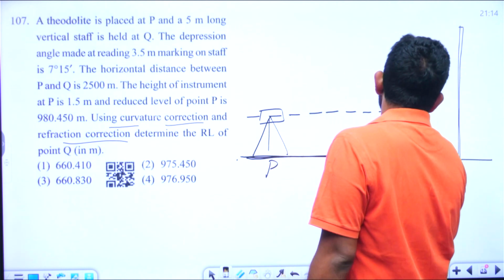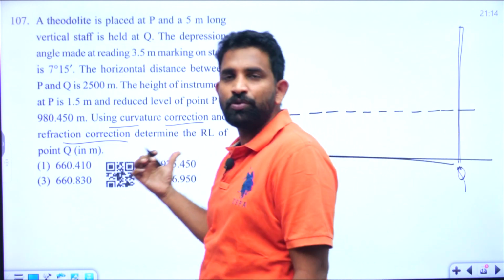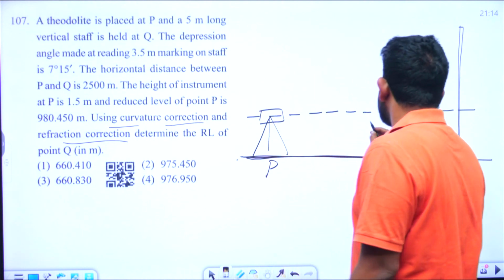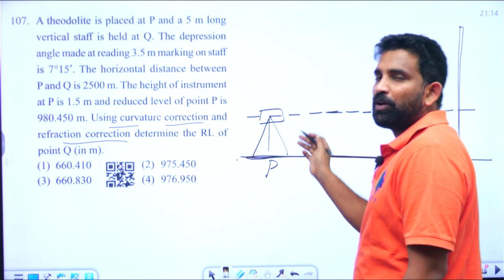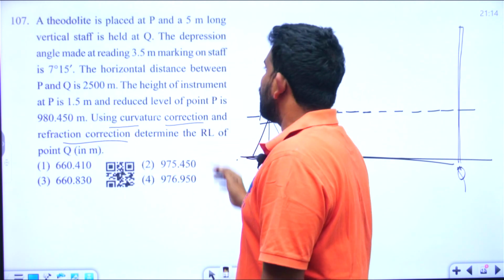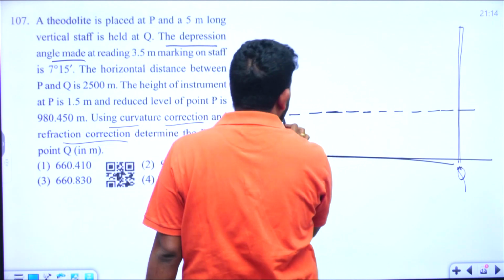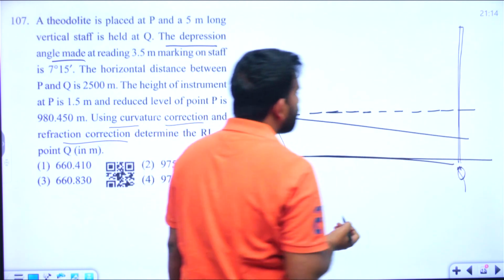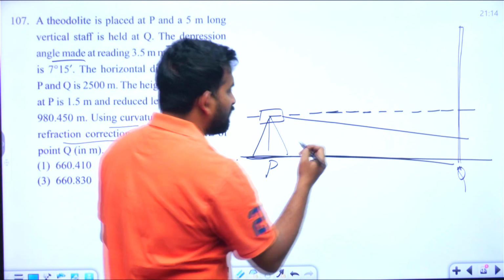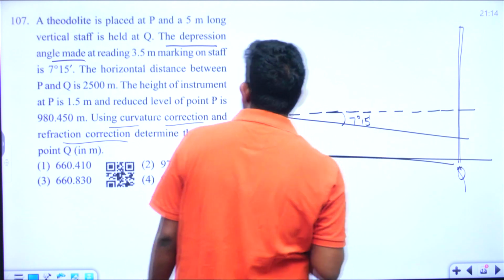After the telescope is truly horizontal, the line that passes through the optical center of the instrument as well as the cross section of the diaphragm, we call it the line of collimation. With respect to this line of collimation, you will be able to find the angles of elevation and depression. But here the given thing is the depression angle, so obviously the angle we will be taking here will be a depression angle. The depression angle on the staff is 7 degrees 15 minutes.